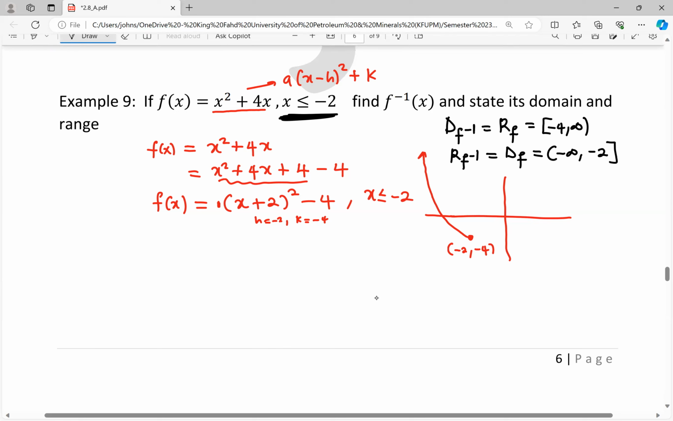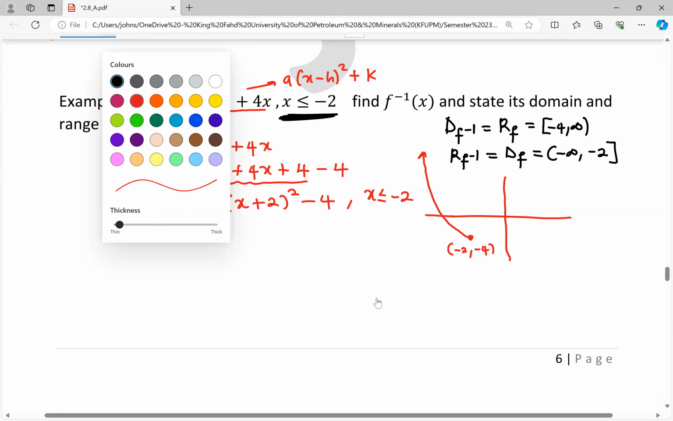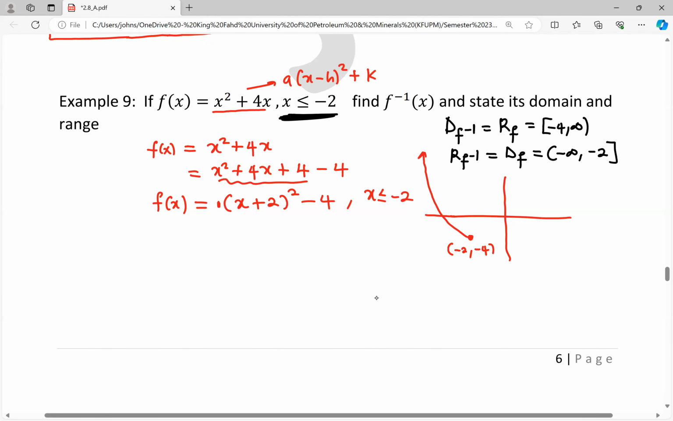So let's continue to find the inverse. Now, to find the inverse, follow the same 3 steps. We already have this one. So instead of f of x, we can just call it y. And then we try to solve for what? For x in terms of y. To do that, you agree with me that I can write x plus 2 squared equals y plus 4, right? Now with this, we need to solve for x. So it means that x plus 2 is equal to, since this is squared, we're going to have plus minus, right?